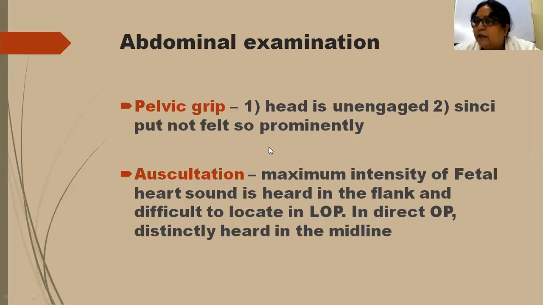What is the sinciput? It is the part of the fetal skull in front of the anterior fontanelle. This is not felt prominently and the head remains unengaged because of deflection. On auscultation, the fetal heart sounds are either heard in the flank or are very difficult to locate. In case of direct occipito-posterior, they can be heard in the midline.